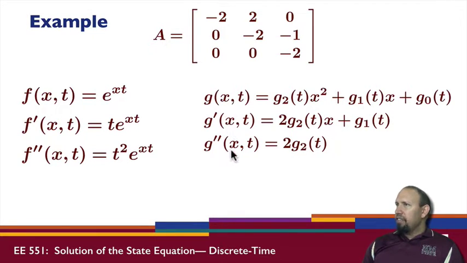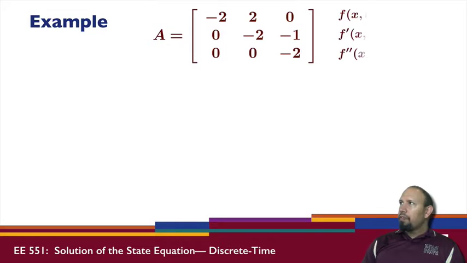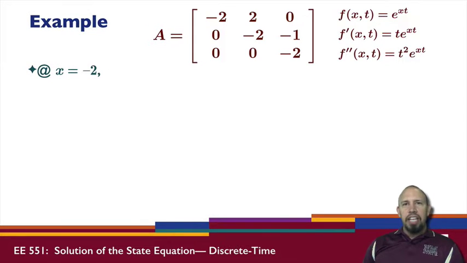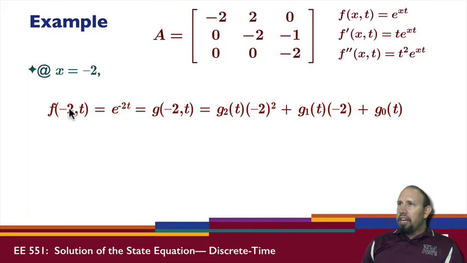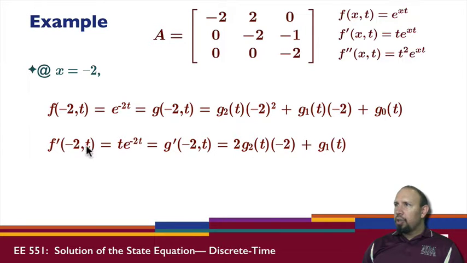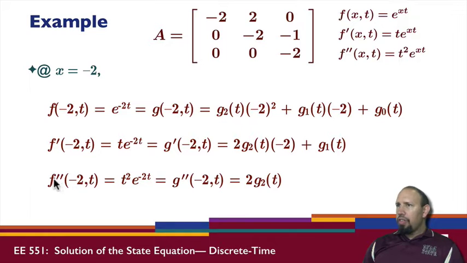So we have g and its first two derivatives, and then the interpolation conditions basically say these two need to be equal to each other at the eigenvalues. In this case, for these functions, we only have one eigenvalue, that is x is equal to minus 2, and so if we evaluate the function at x and t, in this case x being minus 2, we get this. Evaluating g at minus 2, we get this expression. So this gives us one equation. I have three unknowns, g2, g1, and g0. I evaluate the first derivative at minus 2 and t, and I get this being equal to this. And finally, I get the third interpolation condition. I get this quantity must be equal to this.